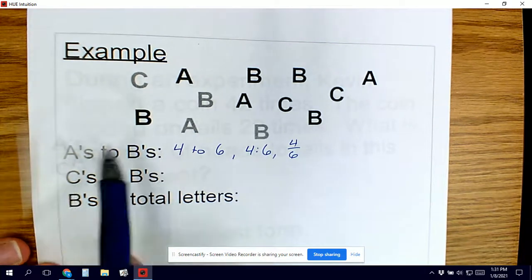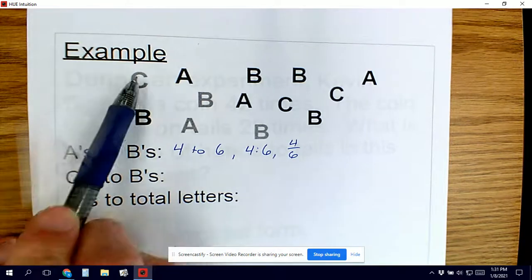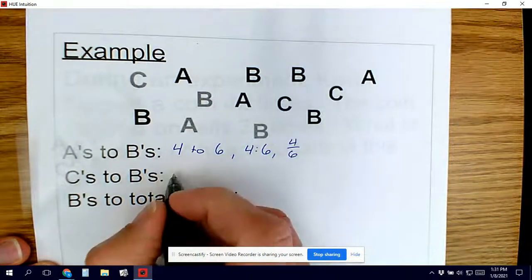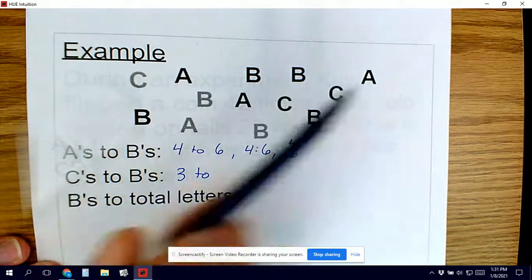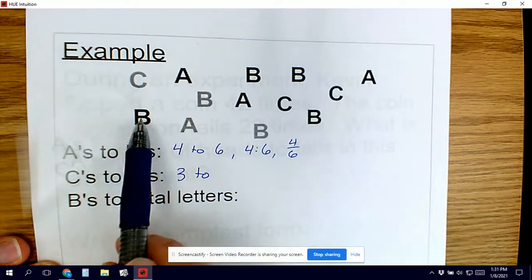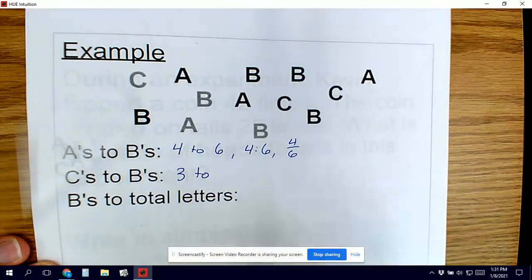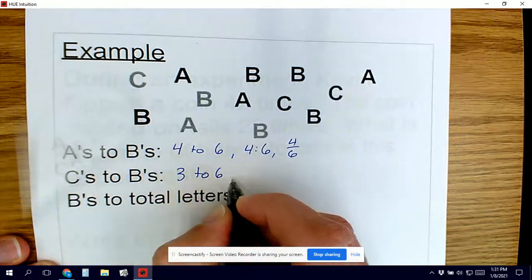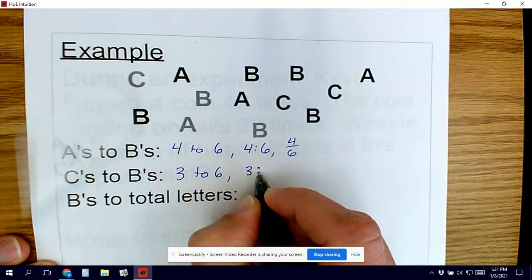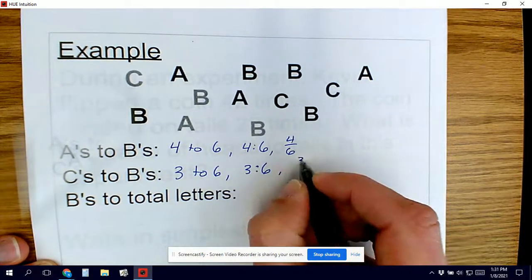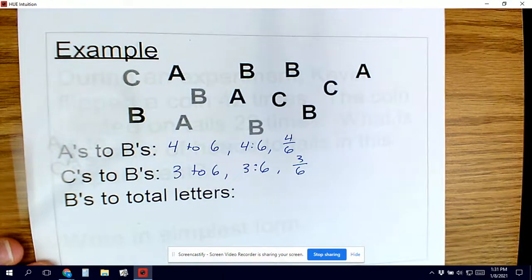Next is C's to B's. Looking in this pile, count with me. There are 1, 2, 3 C's to B's. We counted last time, but just a quick refresher, there's 1, 2, 3, 4, 5, 6. So C's to B's is 3 to 6, or you could write it as 3 to 6 with a colon, or 3 to 6 as a fraction.